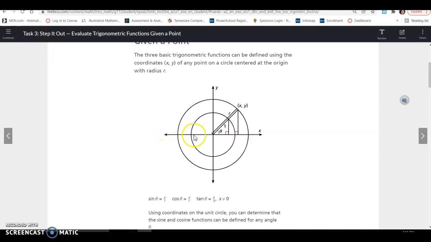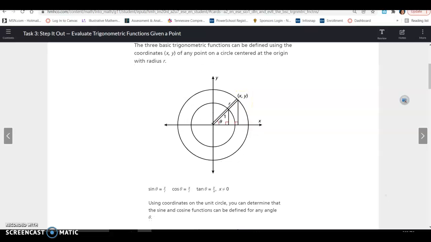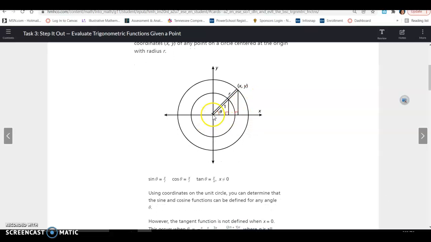Alright, so in the previous two tasks, we were looking at the unit circle, which means it had a radius of 1. Now we're going to look at any circle with radius r. So r can be of different lengths now, but we're still going to do basically the same kind of thing. So we're still going to have an x and a y, which means we're still going to have cosine of x and sine of y.